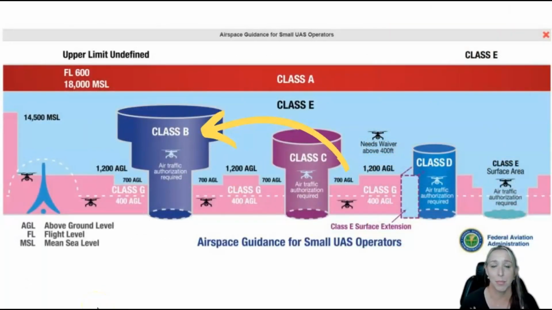What is Class Bravo airspace? Class Bravo airspace, or Class B airspace, is airspace around very busy airports and major metropolitan areas: Chicago, Miami, New York, LA, Phoenix, Seattle. These are larger metropolitan areas where there's going to be a lot of air traffic, specifically because there's a lot of airliners coming in and out.